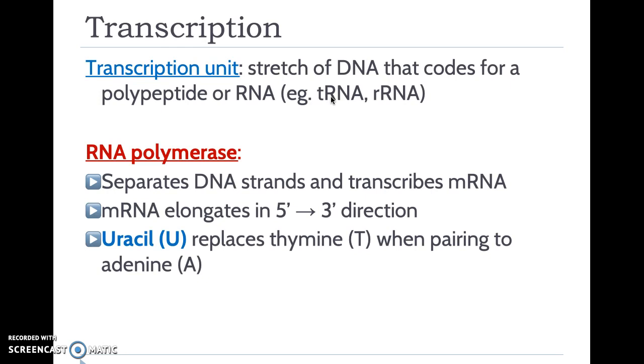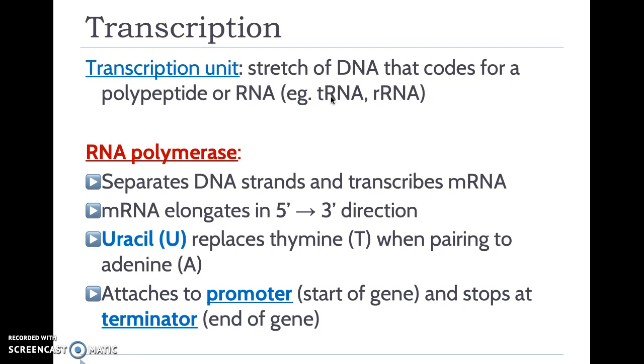Now, what RNA polymerase does is it attaches to a promoter. A promoter is a specific gene sequence where this enzyme is able to attach. At the end of the gene, it is going to have a code that is considered a terminator where RNA polymerase knows to detach. The promoter will be at the start of the gene, so it'll be considered to be upstream, and then the terminator is going to be towards the end, which is known as being downstream.